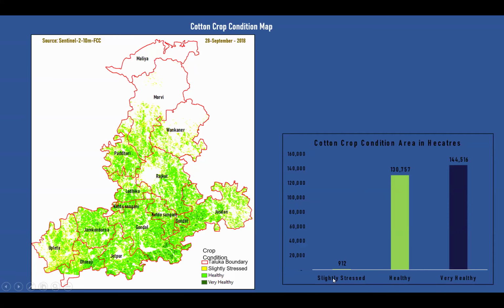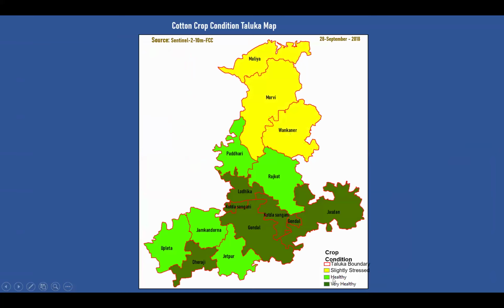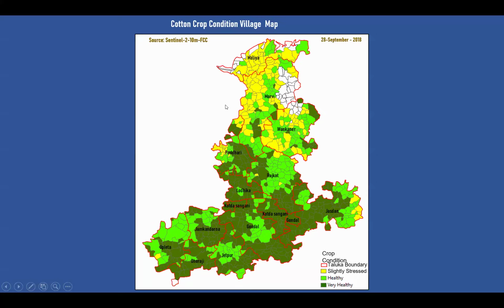Now, where can they be found? So we can do this analysis. If it is in these talukas, then it will be shown. Or we can put a village boundary on that. Then individual villages can be identified where those 912 hectares are. So they can focus only on the yellow patch and go there only. That is for the health.